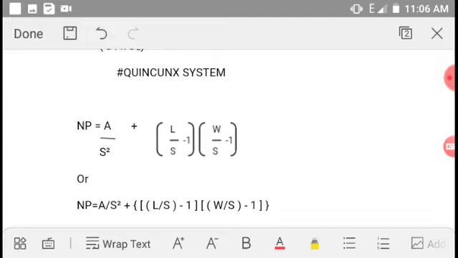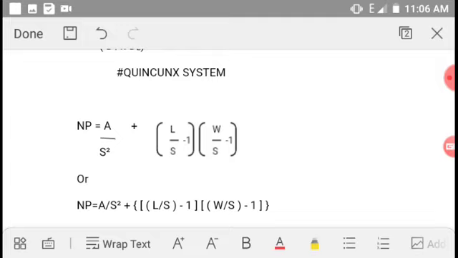So, the formula is, as shown on your screen. NP, number of plants, is equal to the area divided by S squared plus the product of L divided by S minus 1 and W divided by S minus 1, where L is for length, S is for the first distance minus 1, W is for width divided by S for the second distance minus 1.